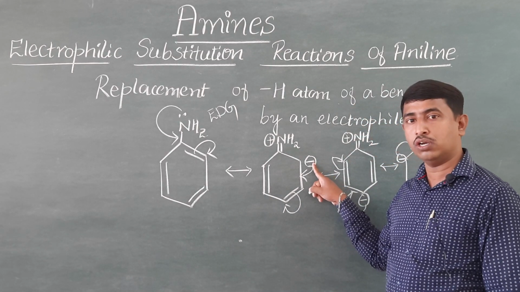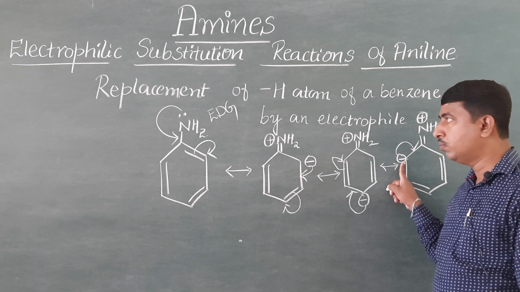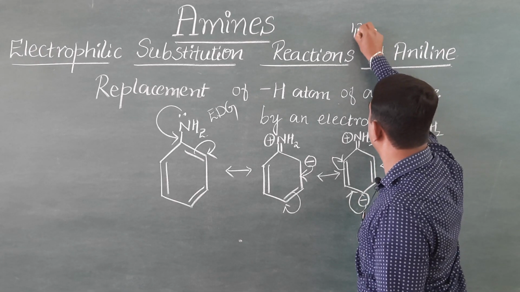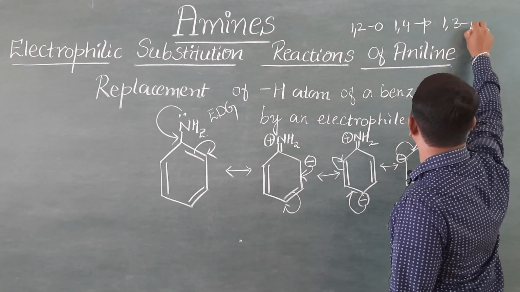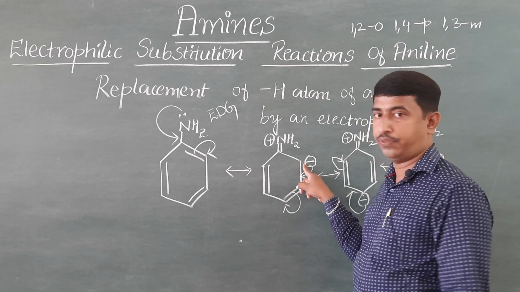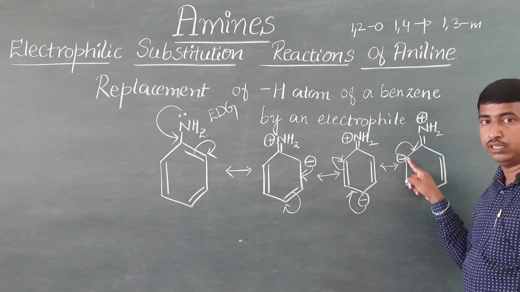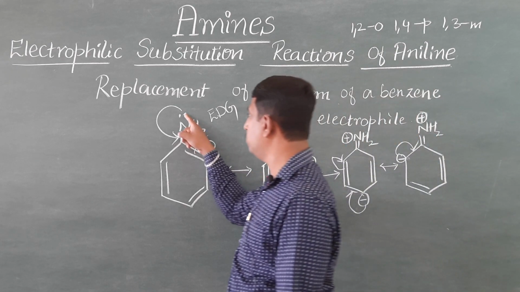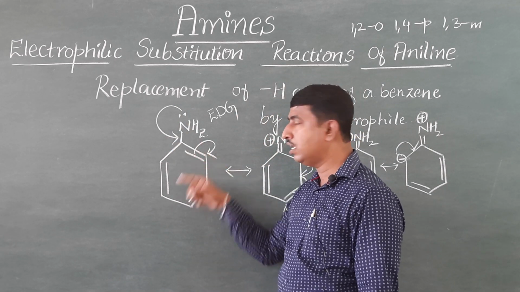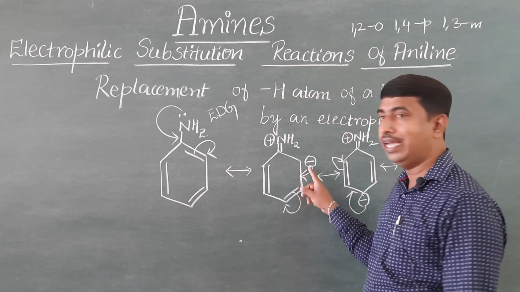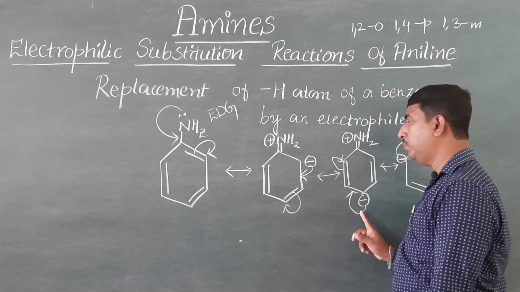This position we call it as ortho position. This position is para position. Again this is ortho position. Ortho means 1-2 position, 1-4 is para, and 1-3 is called meta. So this is 1-2, so this is ortho. 1-4 this is para. Again this is 1-2, this is also ortho. So due to the donation of electrons, the benzene ring becomes electron rich, or electron density increases at ortho position and para position.